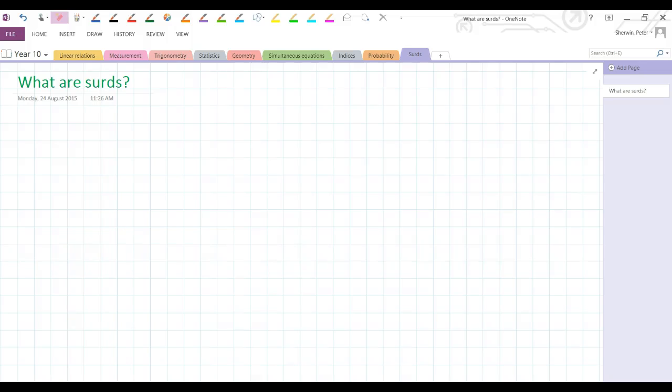Right, it's time to look at surds, and what are surds? Now, this is a section of the syllabus that comes from chapter 3, indices and surds. If you look across the top at all the topics we've done this year, we've done a lot of work.